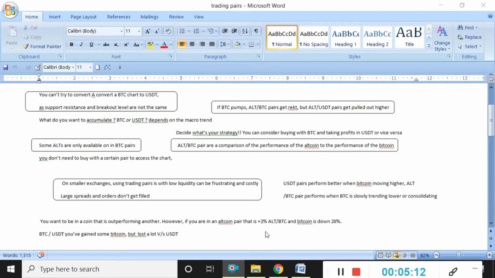I know everybody thinks in USDT because they're used to buying and paying their bills with United States dollars, and it makes sense, and they don't really understand how Satoshi levels work. But at the end of the day, keep it simple: you want to be in one coin that is outperforming the next, as long as nothing is plummeting in price. So if Bitcoin is moving sideways, alt BTC pairs. If Bitcoin is climbing higher, alt USDT pairs. If Bitcoin is falling slowly, alt BTC pairs.